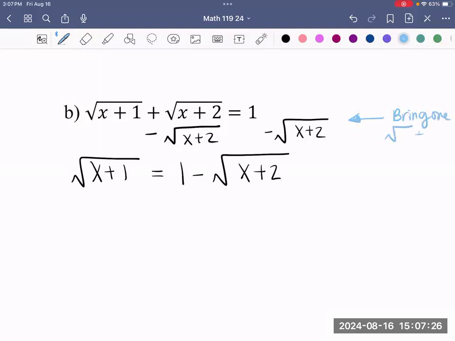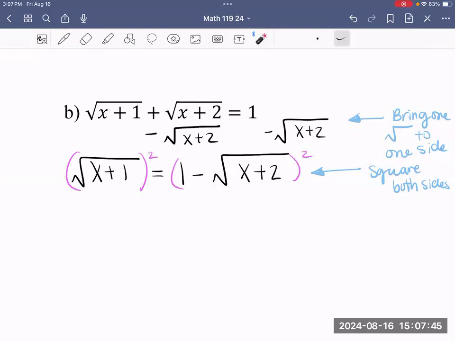So once you bring one root to one side, now we get to square both sides. Now the reason why we wanted to bring one of your radicals over is that it does make the process a little bit easier because now you only have to worry about foiling with a square root sign only once.